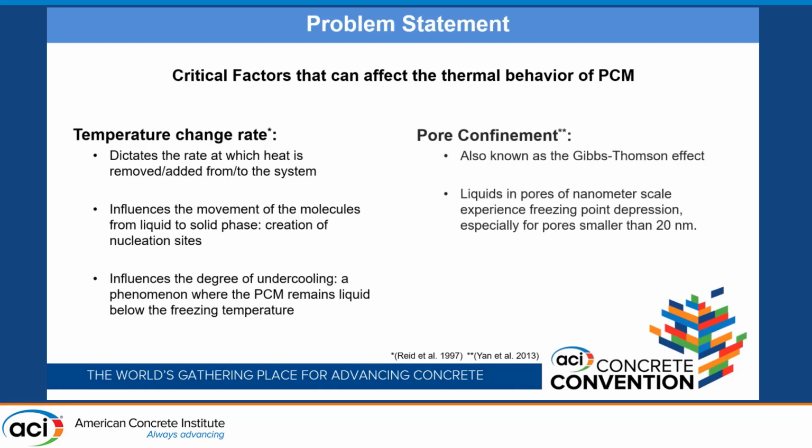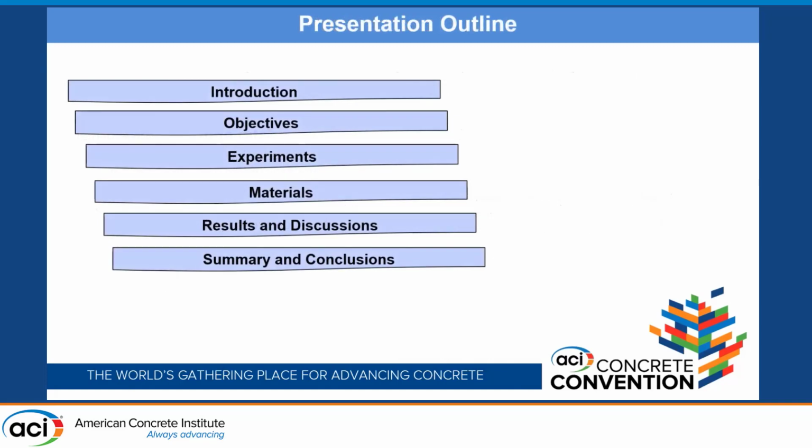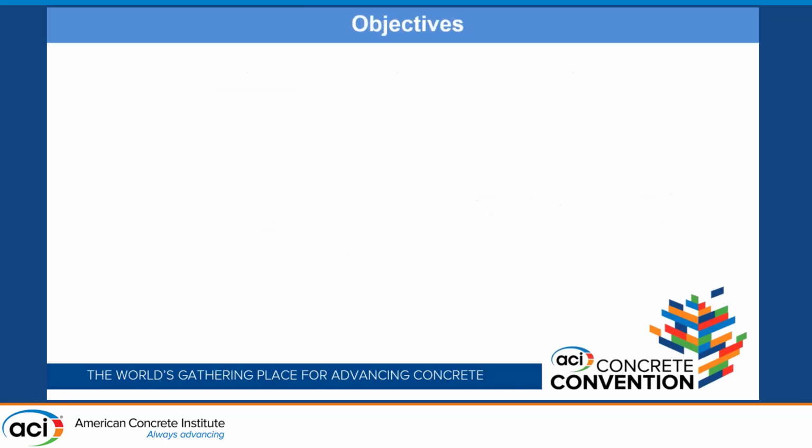And also the pore confinement effect, also known as the Gibbs-Thomson effect. It's basically the liquid present in the PCM, in the lightweight aggregate pores at a nanometer scale, experiencing freezing point depression, especially for pores smaller than 20 nanometers. So we have the problems we have, and now let's look at the objectives.